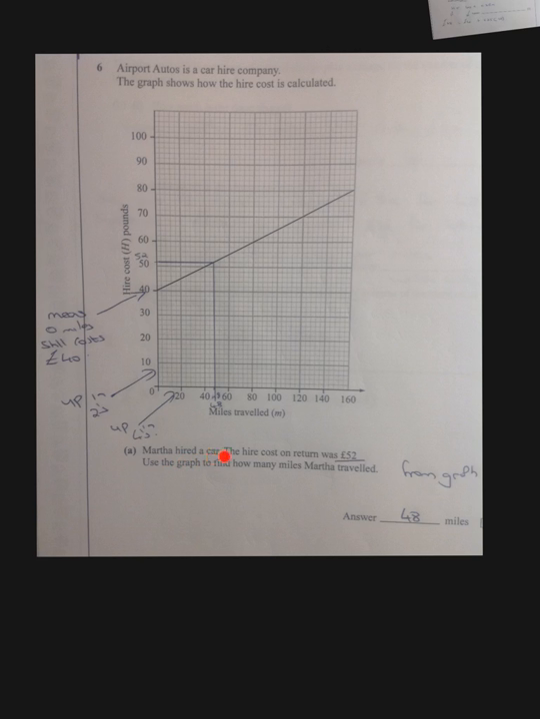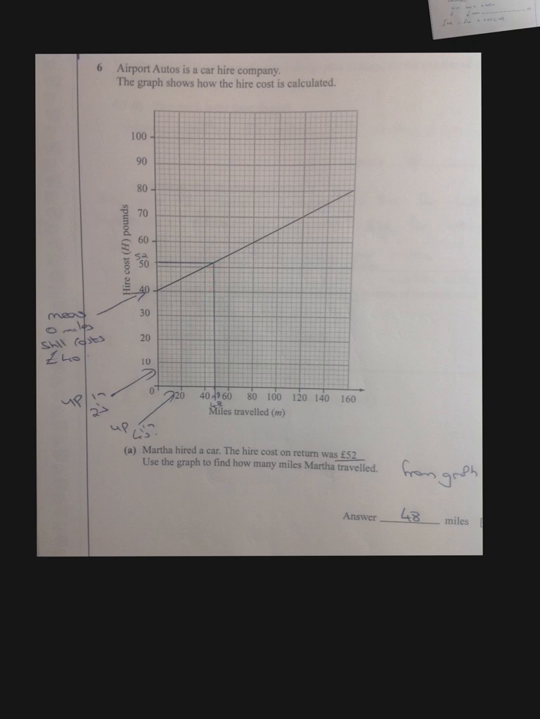Martha hired a car, the hire cost in return was 52 quid. Use the graph to find out how many miles Martha travelled. Well, let's go to £52. That's the price here. That's why you need to know what these are going up in. 52 across, hit that line, come straight down, draw it in with your ruler. You'll realise that gives you 48 miles.